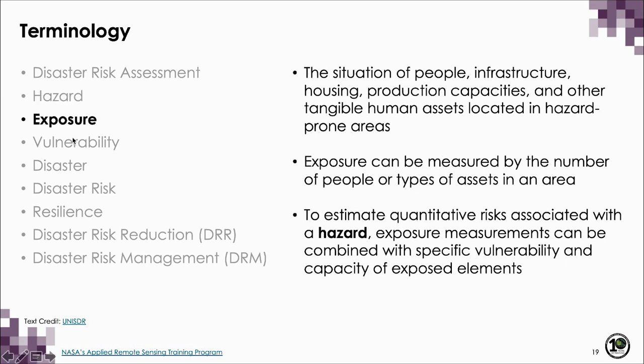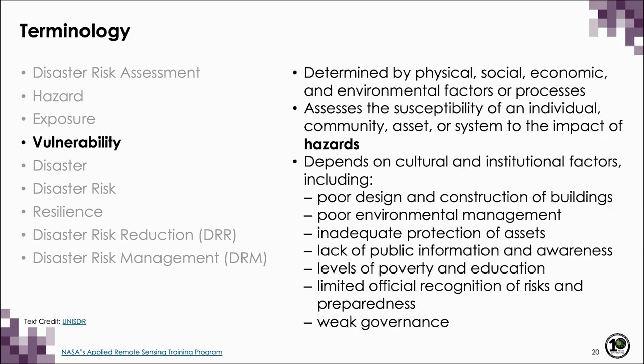So what is exposure? As we said, that DRA depends not only on hazard type, but also on exposure and vulnerability. So exposure is the situation of people, infrastructure, housing, production capacities, and other tangible human assets located in hazard-prone areas. So exposure can be measured by the number of people or types of assets in any area. And to estimate quantitative risk associated with a hazard, exposure measurements can be combined with specific vulnerability and capacity of exposed elements.